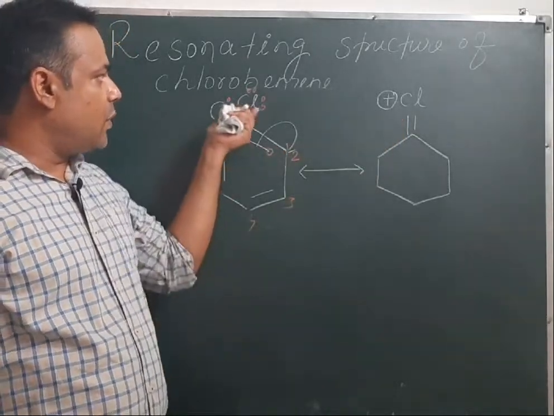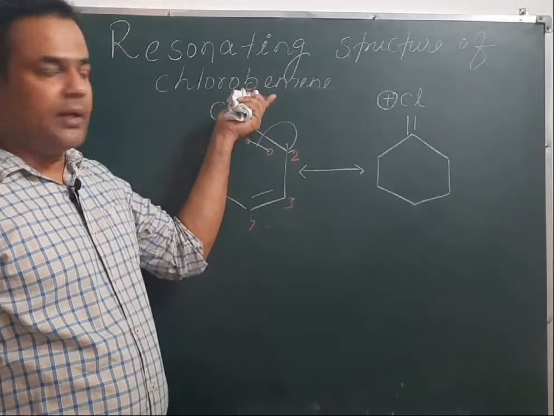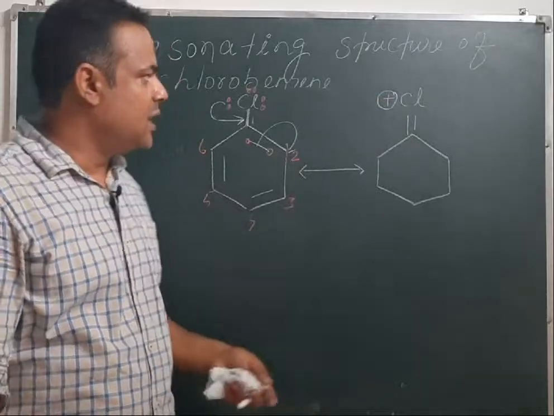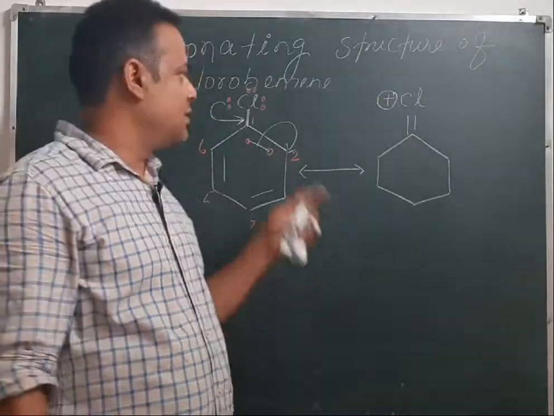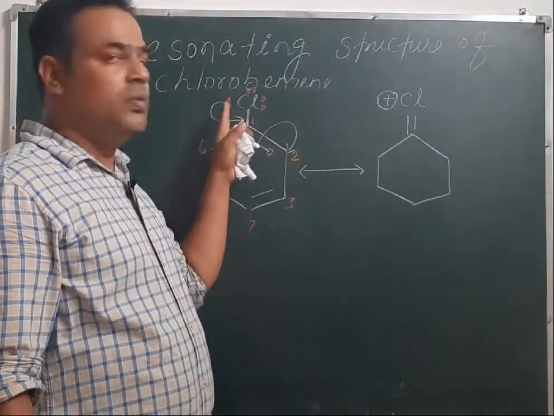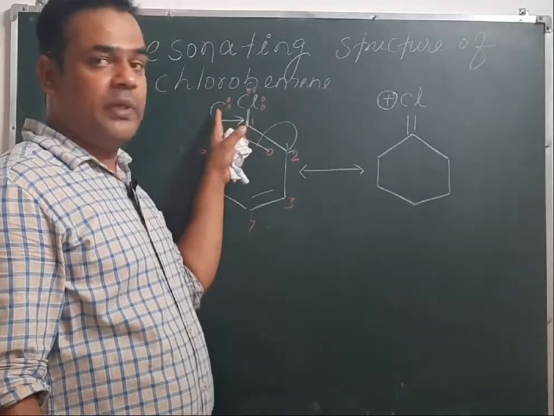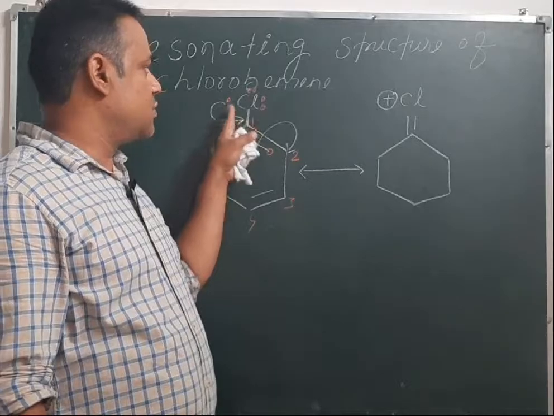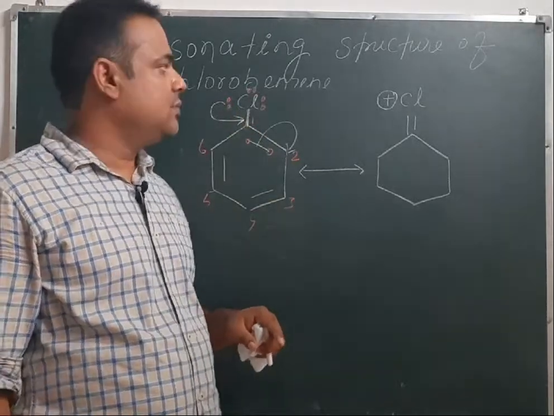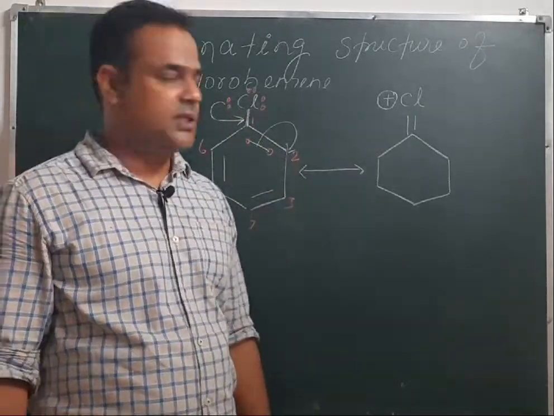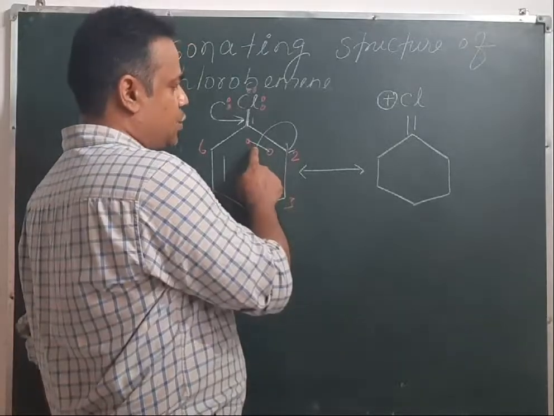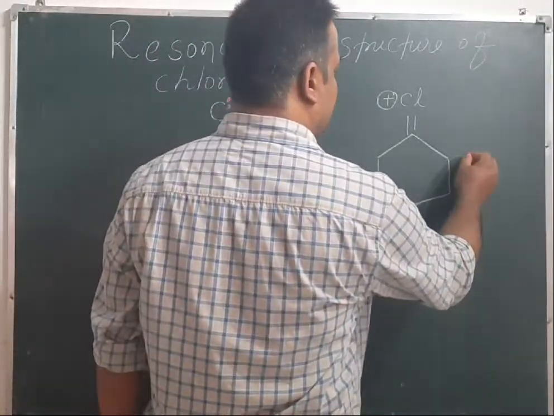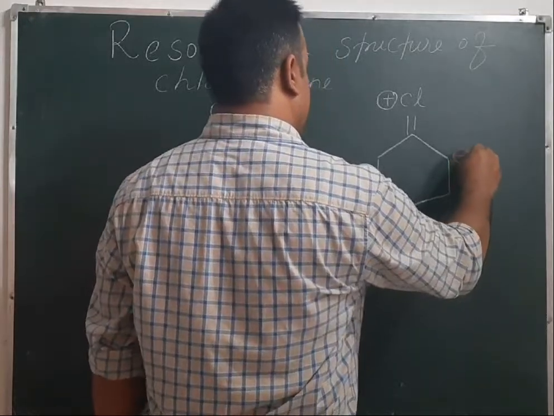Because of loss of electron from this chlorine atom, this chlorine atom has acquired positive charge. Usually students get confused whether there is movement of 2 electrons or 1 electron. Here there is movement of 2 electrons: 1 electron to neutralize the positive charge, 1 electron to make covalent bonding with the carbon atom, and that's why chlorine acquires positive charge. And due to shifting of this pi electron onto carbon number 2, this carbon atom will acquire negative charge.